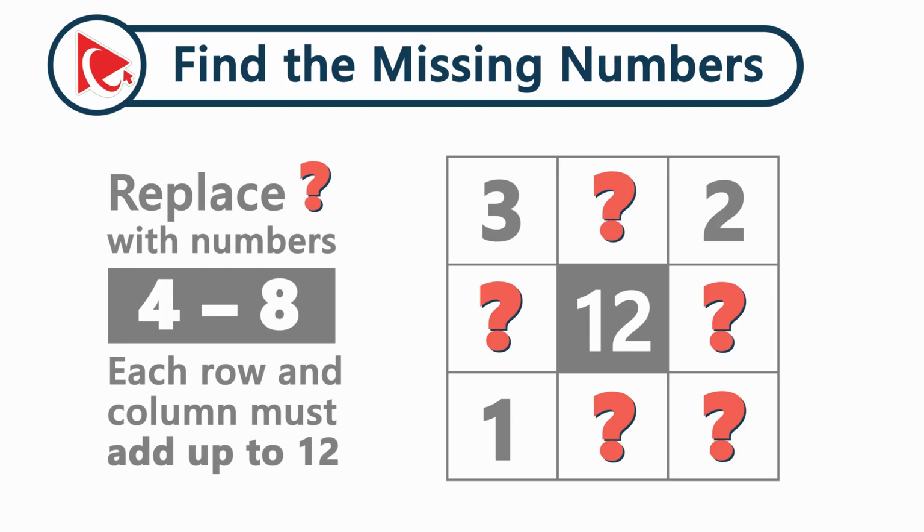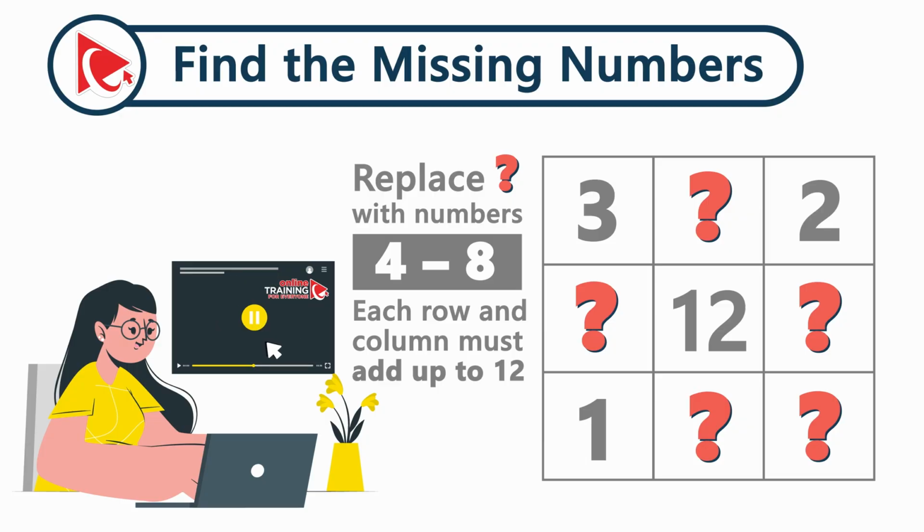Each row and column must add up to 12, obviously without number 12 in the middle. I have full confidence that you can solve it on your own. You've got this.